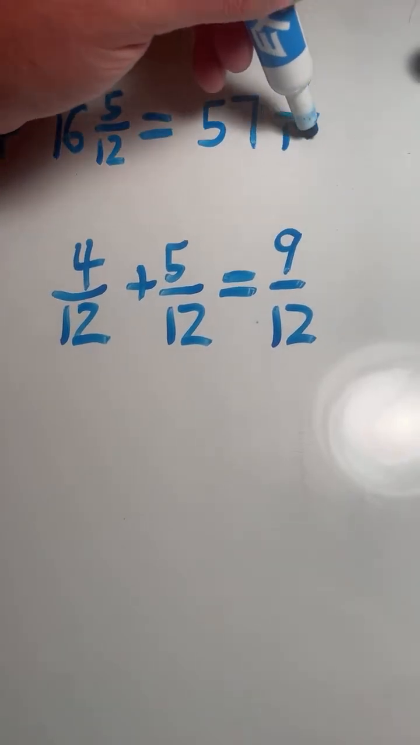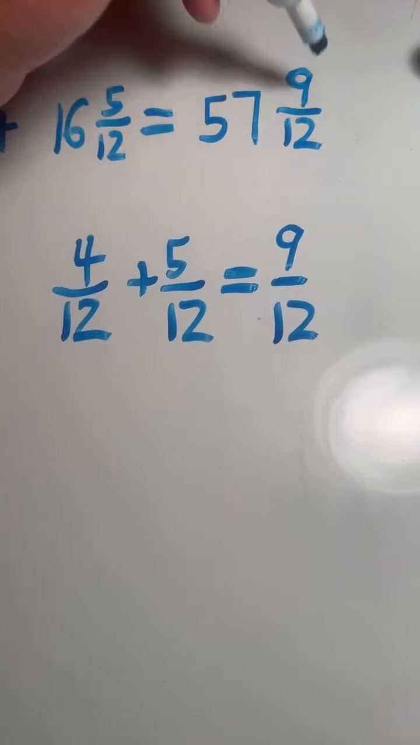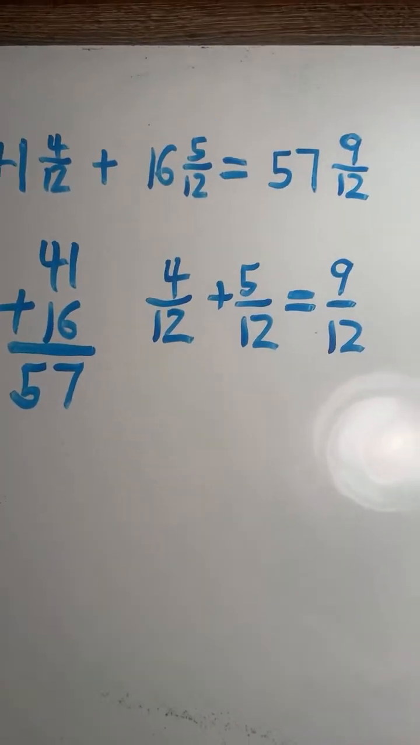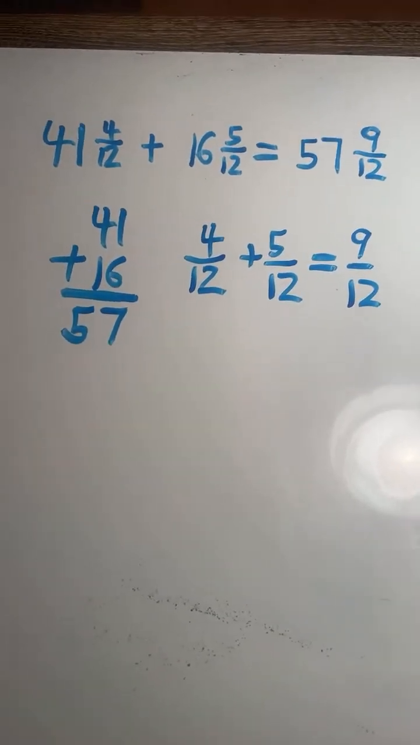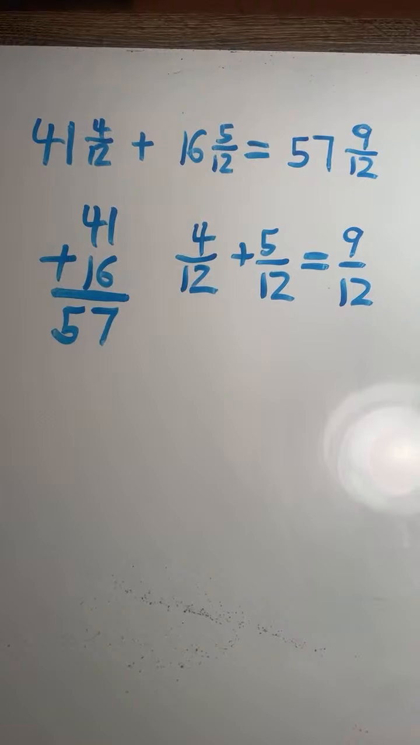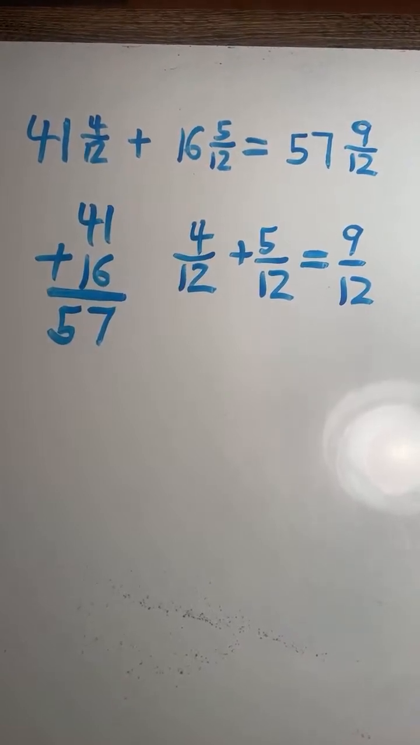Now the 9/12 is not in lowest terms, but again, reducing fractions to lowest terms, I make that its own video. I'm not going to be reducing any fractions to lowest terms in this video. So for all intents and purposes, our final answer, 41 and 4/12 plus 16 and 5/12 equals 57 and 9/12.